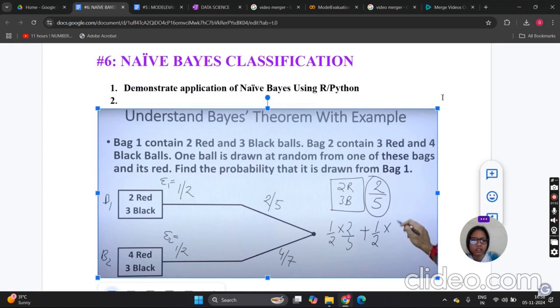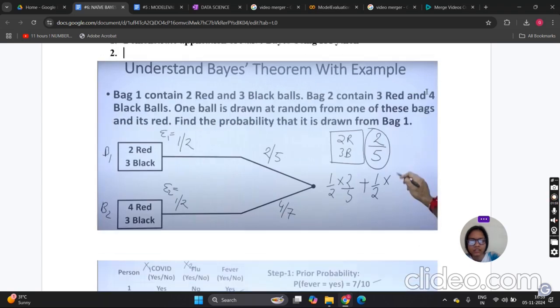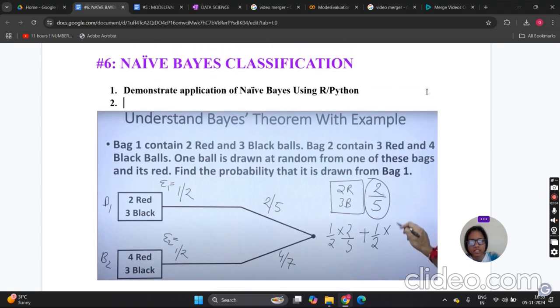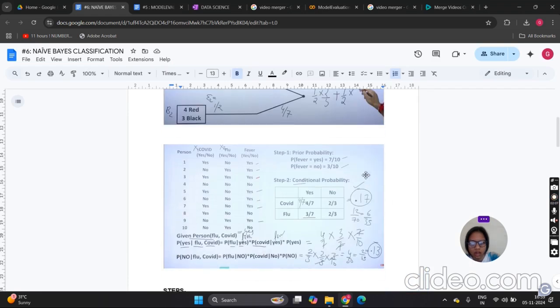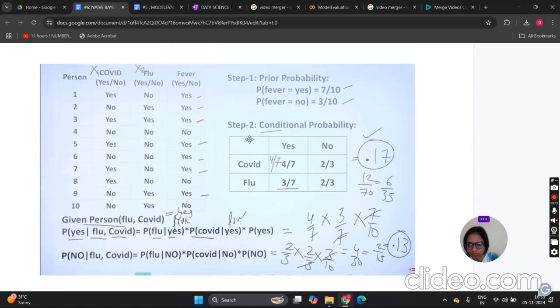Next, what is Naive Bayes classification, and how can we apply Bayes theorem in Naive Bayes classification? So this is an example. Here we have a data set of persons with COVID, flu and fever, and we want to predict whether a person that suffers from COVID and flu suffers from fever or not. So this is our target here.